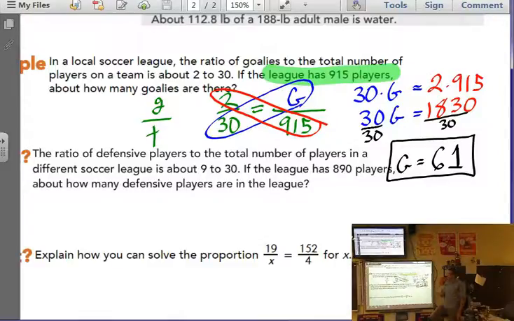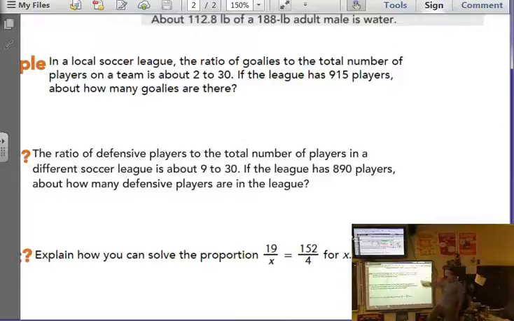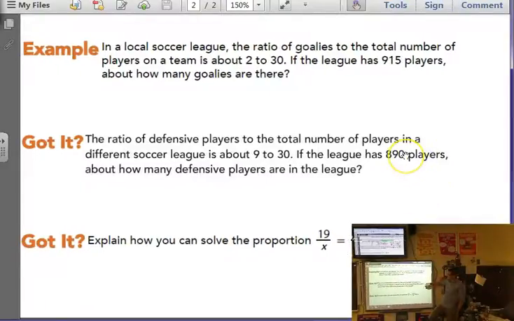Solve the got it for the defensive players to total players. We have 9 defensive out of that total team of 30. If we have 9 defensive, a total of 30, solve for the total defensive players. Please raise a hand if you are confused at all. I can help you.